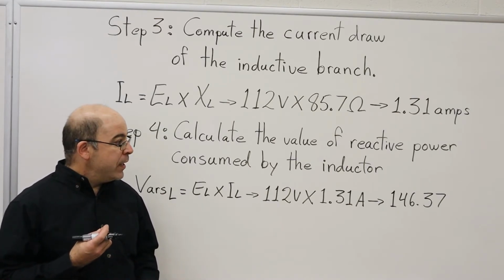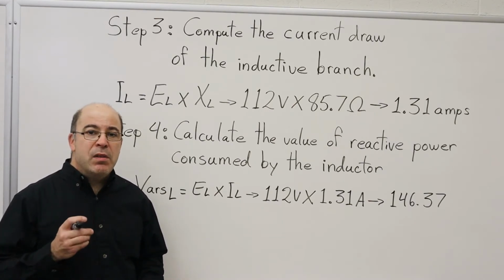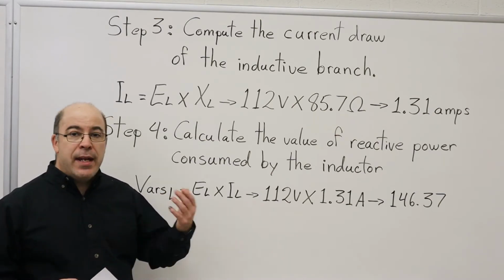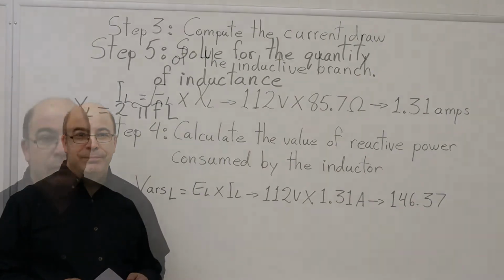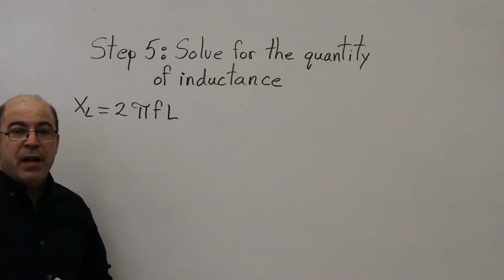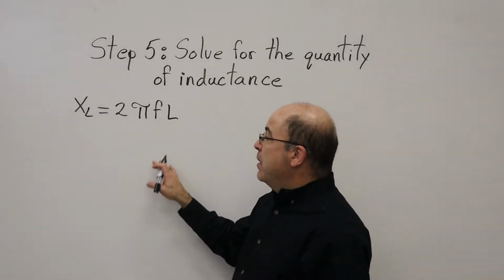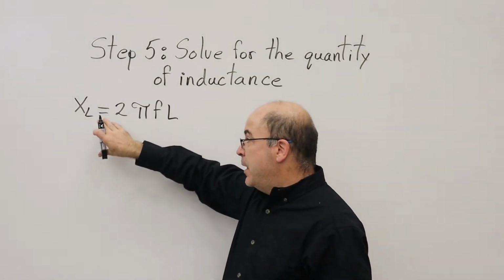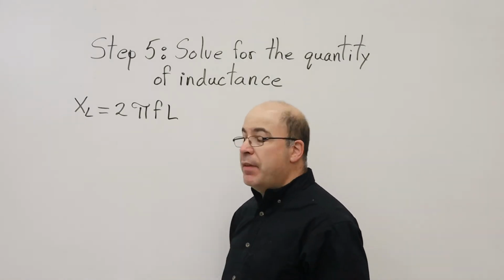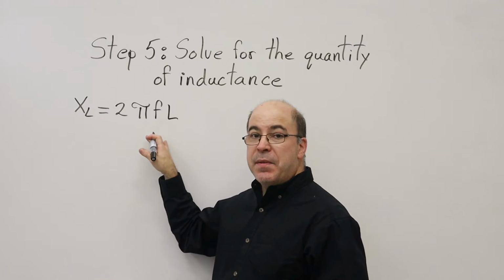And at this point, what I'm going to do is tie this up for the branch. I'm going to solve for the value of inductance. I'll have to erase this, and we're going to just keep moving on. Now, just as a little reminder, how do we go about solving for the value of inductance? This formula is given to us, and inductive reactance is the result of 2 times pi times the frequency times the value of inductance. Well, we don't have the value of inductance, so we have to manipulate this formula.